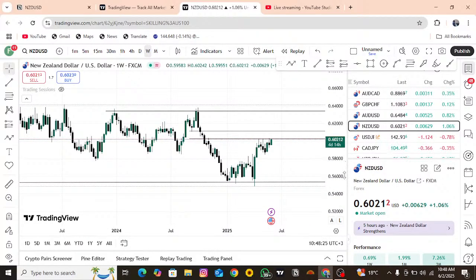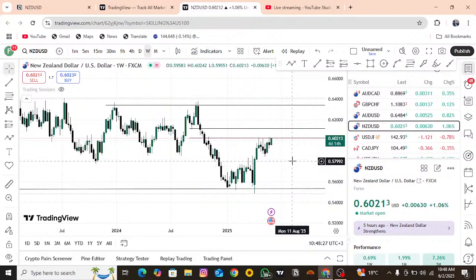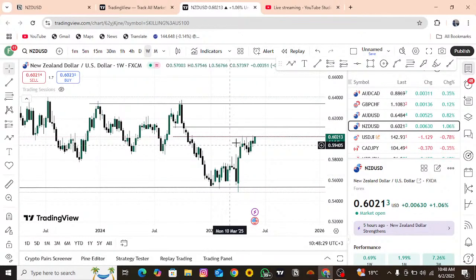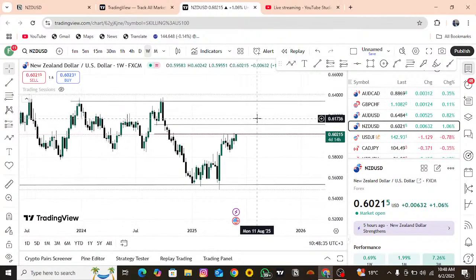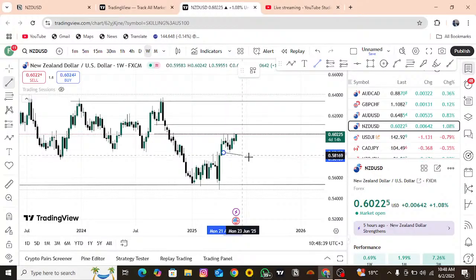So I go to the weekly time frame. Not much chemistry happening here. You can see how this gap was clearly filled, so not much chemistry there. You can just mark this low. If anything, it can also be used somewhere to our advantage.